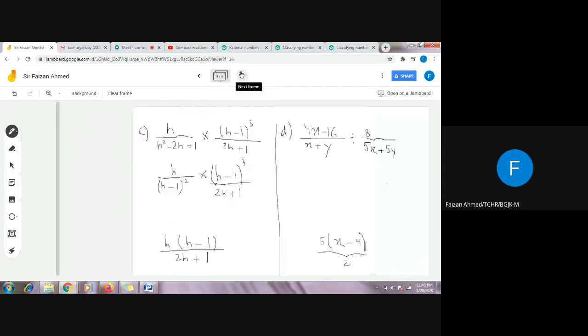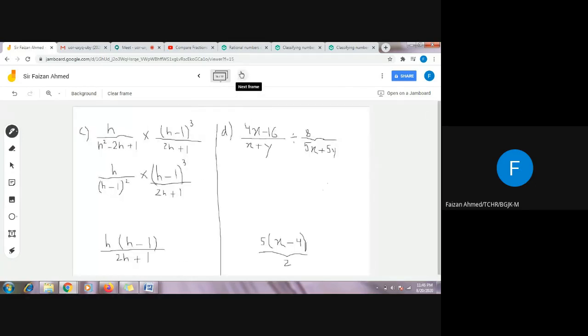Moving on to the third question. In the third question, we have h upon h square minus 2h plus 1 times h minus 1 whole cube upon 2h plus 1. And again, we have to simplify this algebraic fraction.